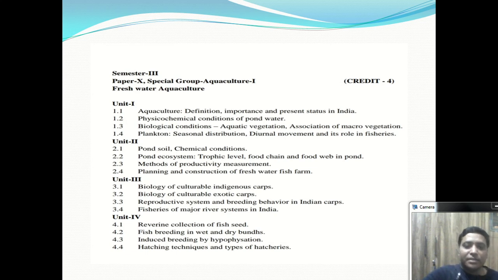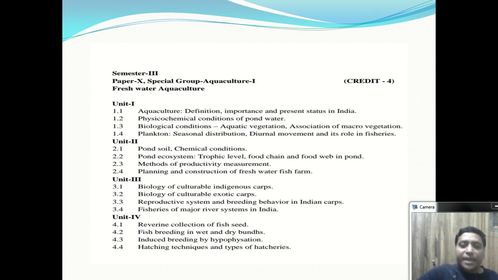So in unit 1, the first topic is aquaculture, in which they ask about the definition, importance and the present status of aquaculture in India. Now in the definition, first of all, the title of our paper is Freshwater Aquaculture, the special group aquaculture. Before that, I will explain what is meant by aquaculture. The word aquaculture is made up of 2 terms: one is aqua and the other is culture. Aqua means water and culture means to cultivate.